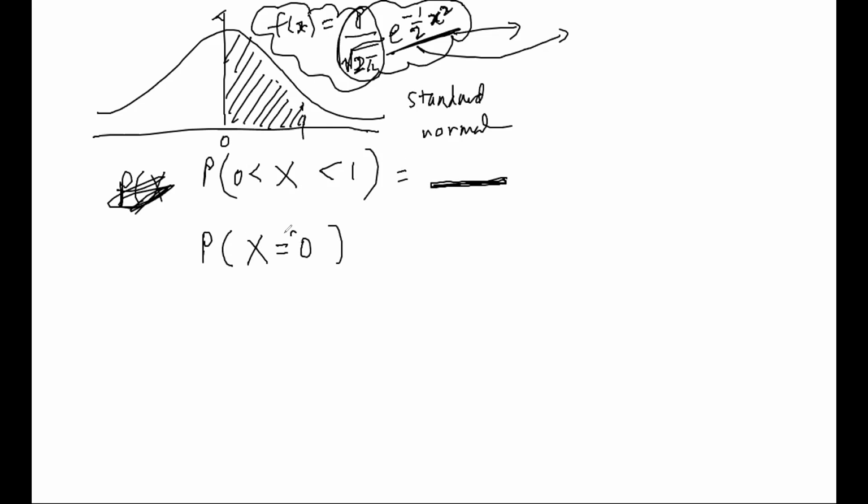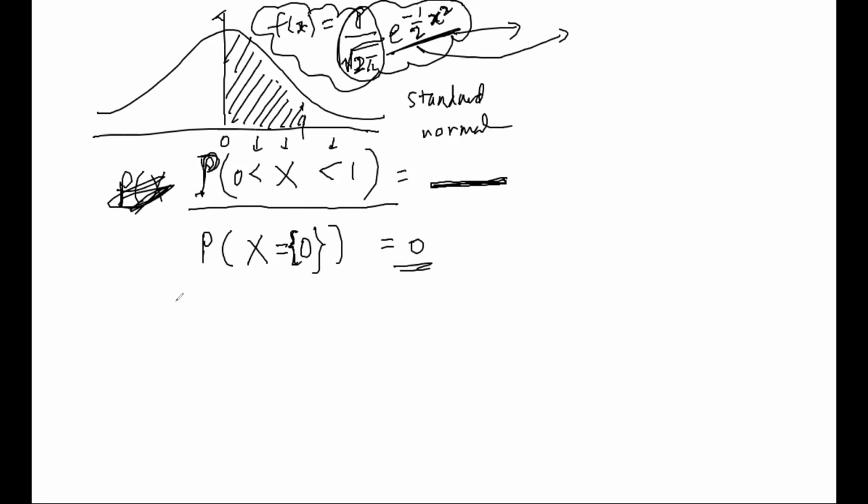in fact, is actually equal to 0. Okay? Remember in your elementary probability classes, you only calculated probability of intervals, right? Never really talked about points, yeah?